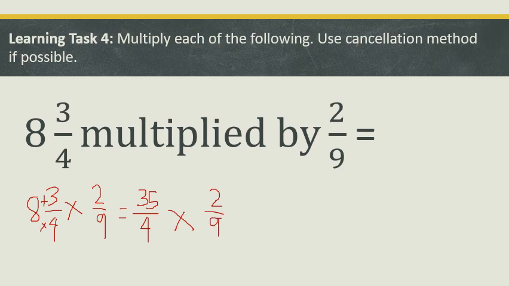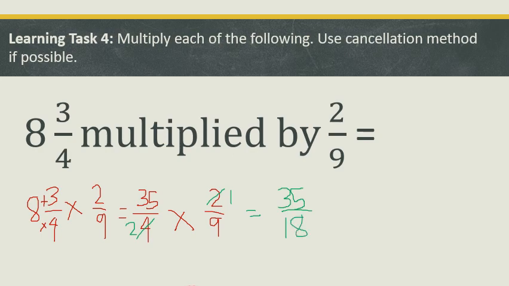So, ngayon, tingnan natin kung may common factor. Yung 35 and 9 po ba ay may common factor? Wala po. How about yung 2 and 4? Yes po. Ang common factor nila is 2, pwede natin siyang i-divide sa 2. 4 divided by 2 is 2. 2 divided by 2 is 1. Pwede natin i-solve. 35 times 1 is 35. Then, 2 times 9 is 18.